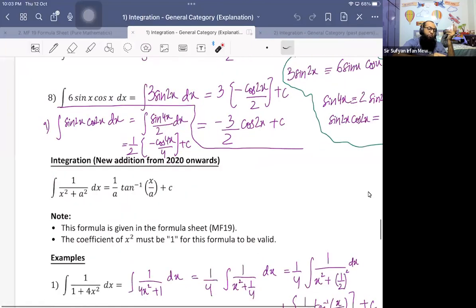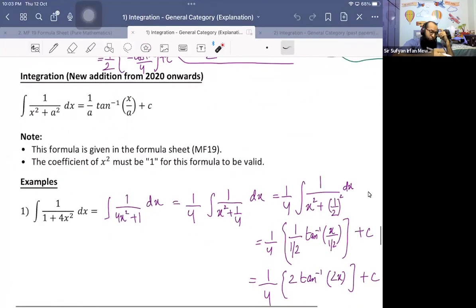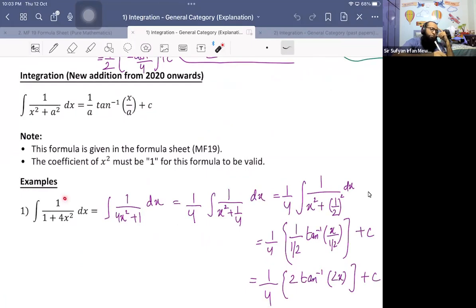So let's start with the very first example. 1 upon 1 plus 4x square. We looked at the denominator and we realized that this could be written in the form x square plus a square. But how? The first thing is to notice that the variable x square comes first and the square of the constant comes later. So I've rearranged 1 plus 4x square and written 4x square plus 1. In the denominator, I've changed the order: variable first and then the constant. So I've swapped.